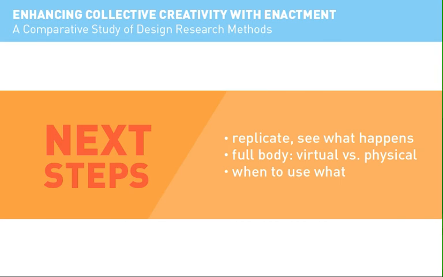So the next steps could be to replicate a similar study to see what happens. Enactavision was so different from the other methods, and I'm not sure why. It could have been the virtuality of the method or the actual whole physical body being used, so there could be a study where there could be an exploration of virtual objects in full size, full scale, and comparative sort of equivalent physical study with full scale physical objects to see which was different.